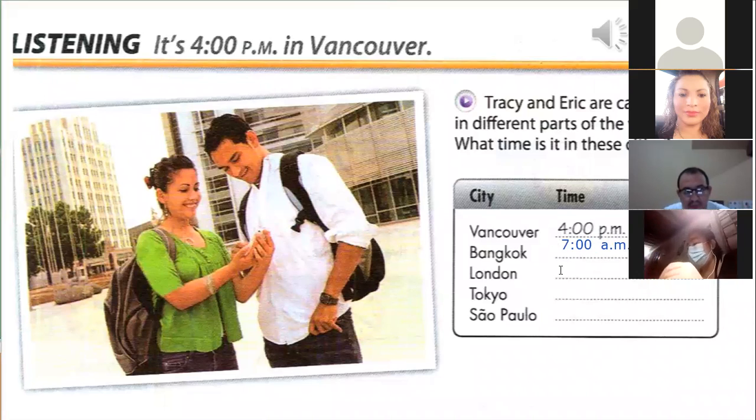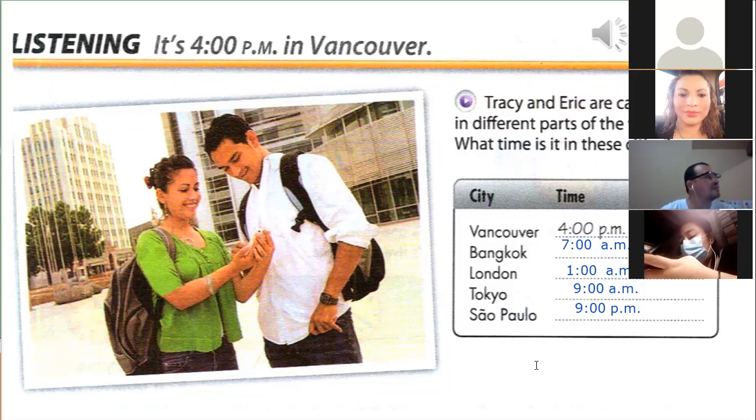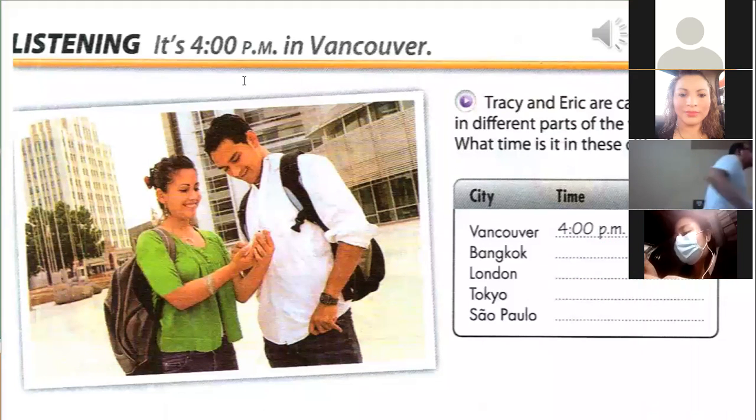Excellent. What about London? What do you have in London? 1 a.m. Very good. 1 a.m. Excellent. What about in Tokyo? 9 a.m. Excellent. Very good. And what about in this case, Sao Paulo? Sao Paulo. 9 p.m. Excellent. But p.m. That's it. Very, very good. Okay. Vancouver, 4 p.m. Bangkok, 7 a.m. London, 1 a.m. Tokyo, 9 a.m. And Sao Paulo, 9 p.m. Very, very good.